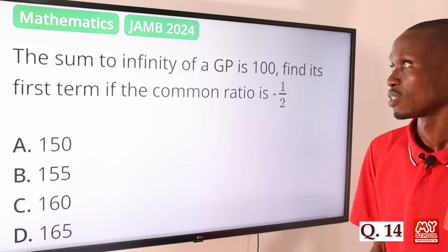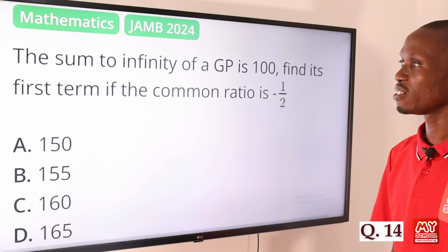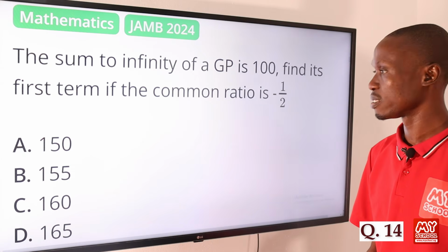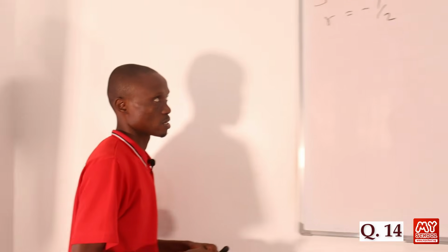Question 14. The sum to infinity of a GP is 100. Find its first term if the common ratio is minus 1 over 2. So let's move over to the board to provide the answer to this question.